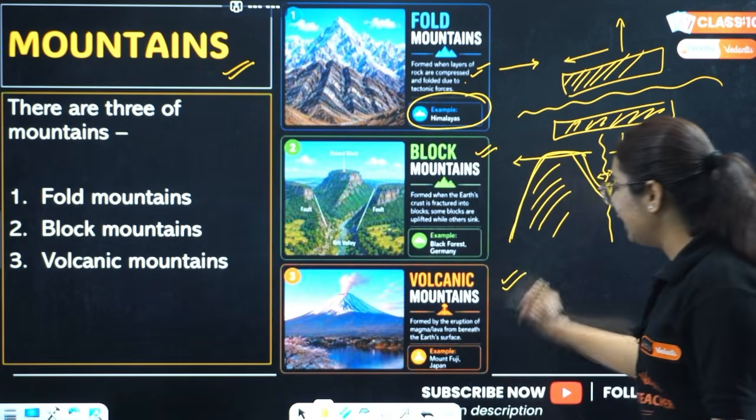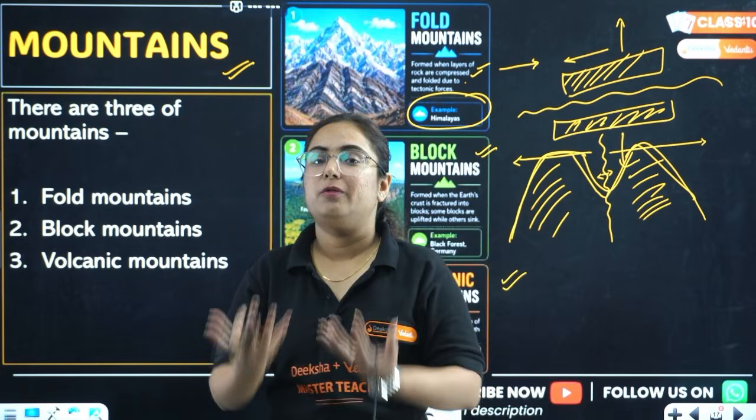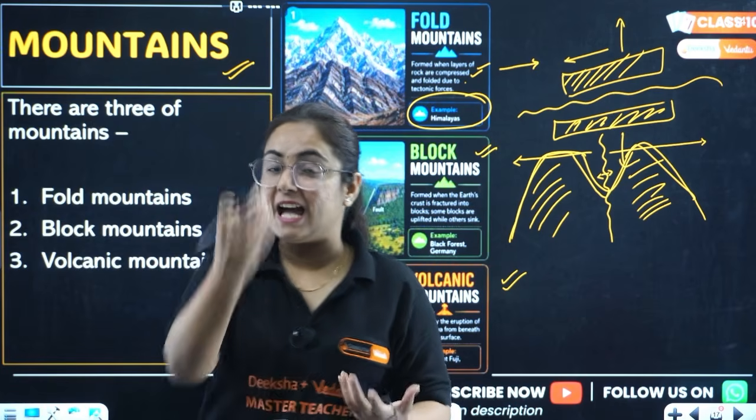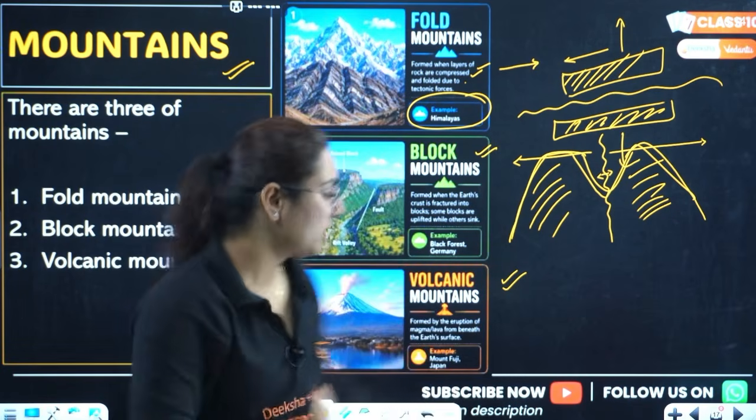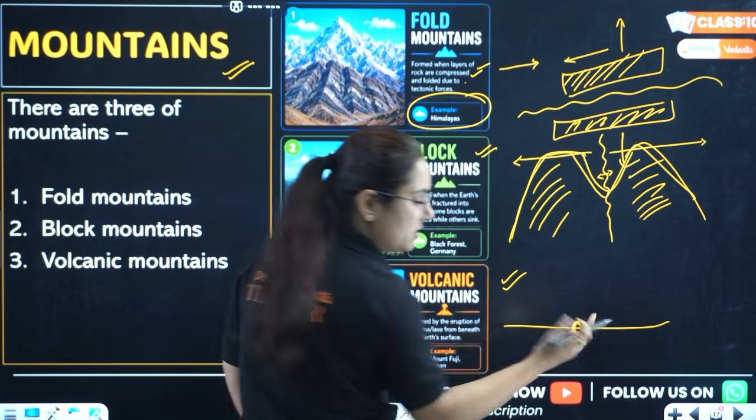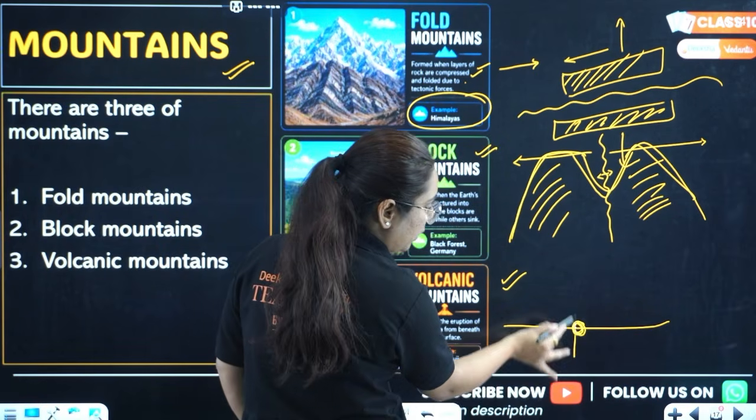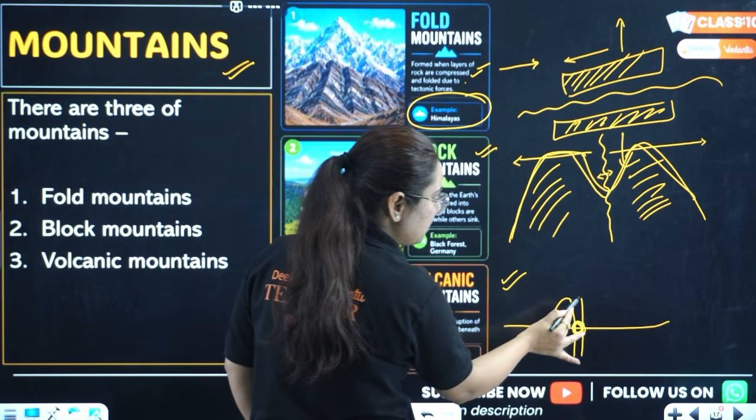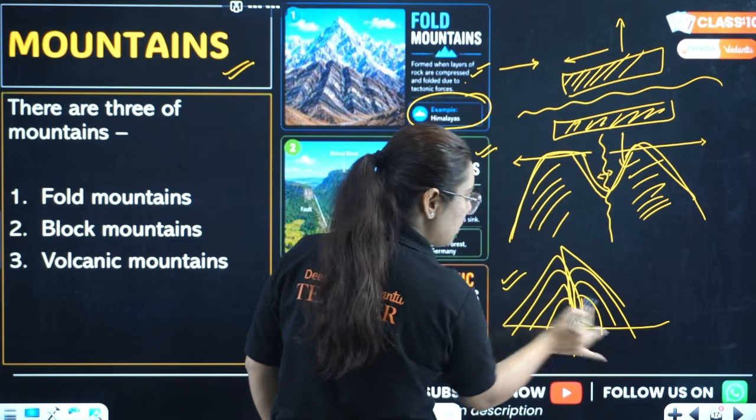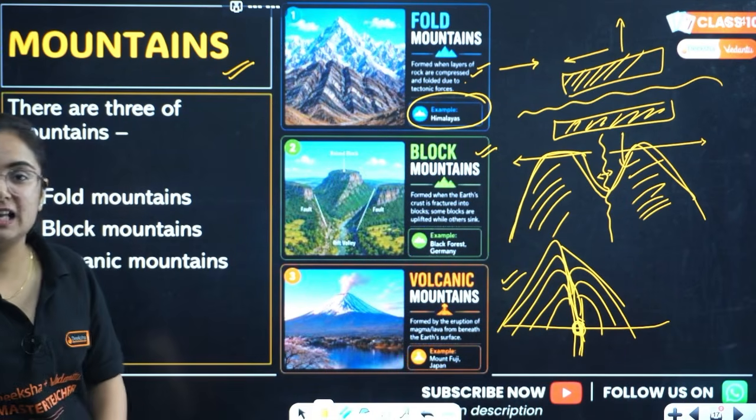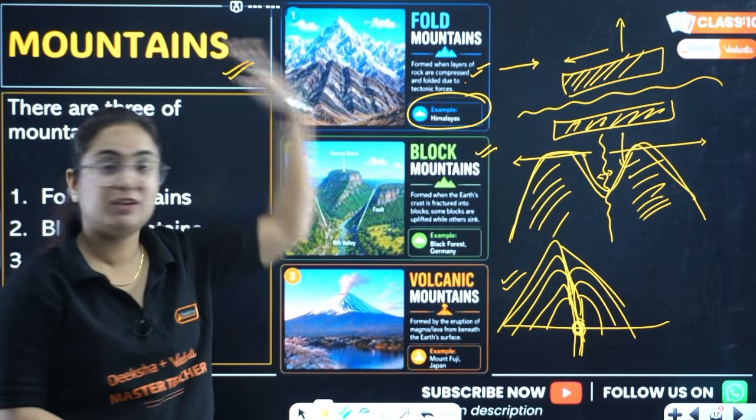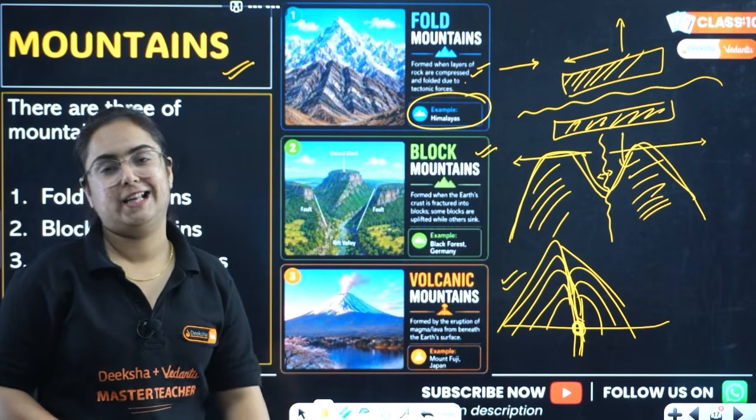Now we have volcanic mountains. When the lava, the magma, comes out and that lava becomes solidified. Like see, this is the Earth's surface. On this surface, tremors happen or something like that. Because of this, with pressure, the magma comes out and gets solidified in the same structure. What do you think is forming? These are referred to as volcanic mountains. Mount Fuji in Japan is an example of that.